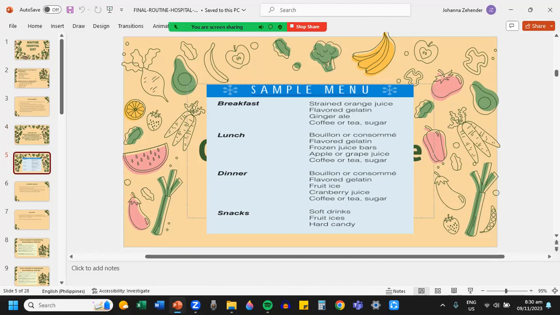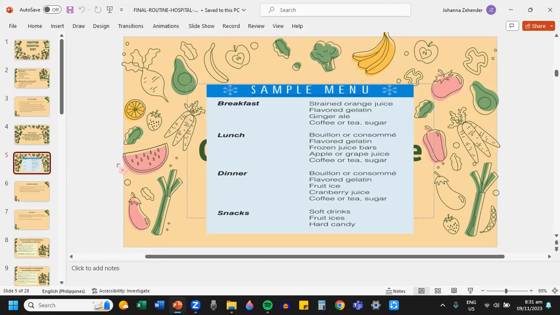Okay, so sample menu for your clear liquid diet. Okay, so for breakfast, strained orange juice, flavored gelatin, ginger ale, coffee or tea, and sugar. Okay, next for lunch, bouillon or consomme. Okay, so ito yung mga social na French soups, if as far as I know. Pwede din si flavored gelatin, frozen juice bars, apple or grape juice. Pwede din sila mag-take ng coffee or tea with sugar.